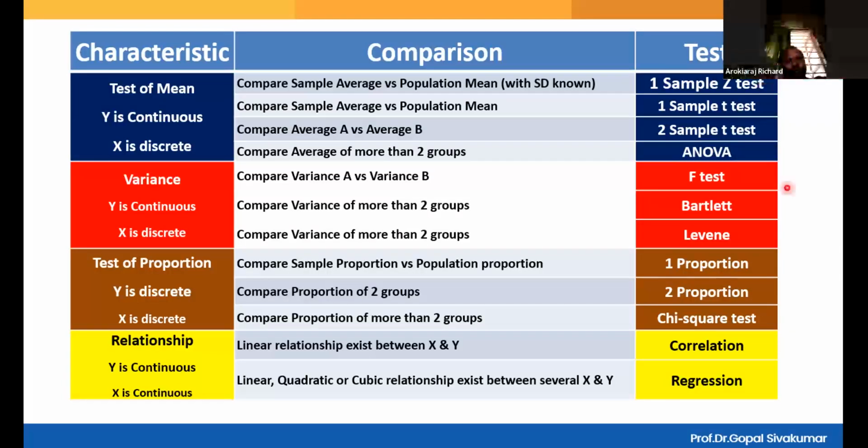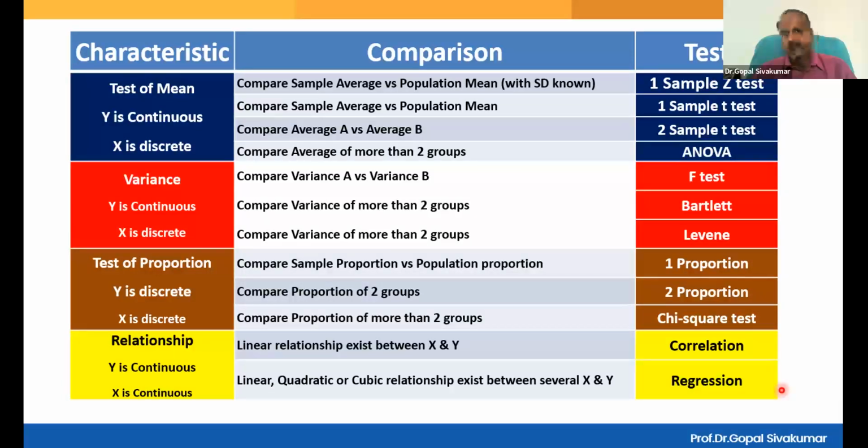And now coming to the third portion, test of proportion. What are the tests available? One proportion, two proportion, chi-square test. One proportion means you are comparing a sample against a reference. Two proportion means you are comparing a sample against another sample. Machine number 1 compared against machine number 2. Team A compared against team B.